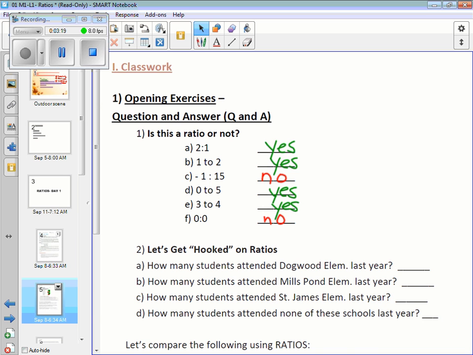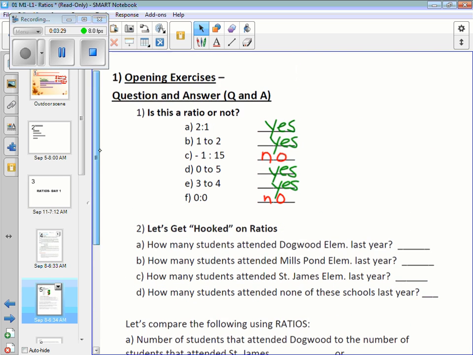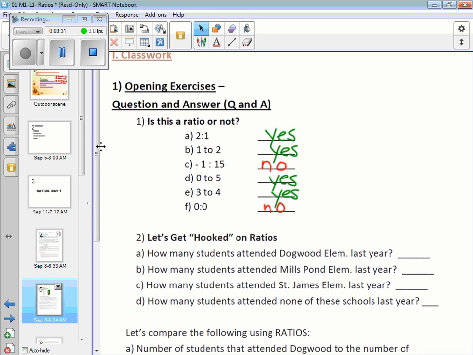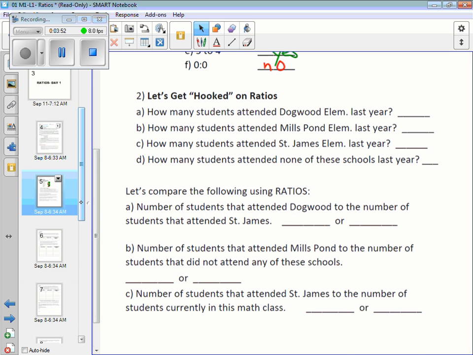All right, we did number 2 on Friday when we started to look at ratios with the schools attended. Yes, sir. Let me go here. You talk about letter C? It's -1 to 15, and they can't be negative quantities, so that's why that's a no. If you ever have a question, stop me, slow me down, raise your hand, and let me know. Okay, we did number 2 kind of informally on Friday, so let's move on to the next page, and we'll talk about building our first ratio table.